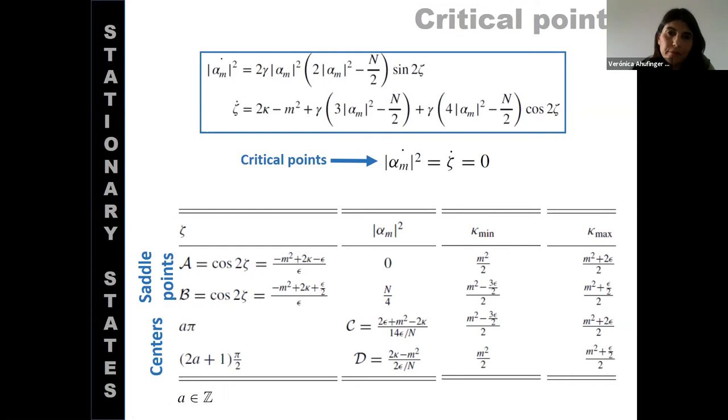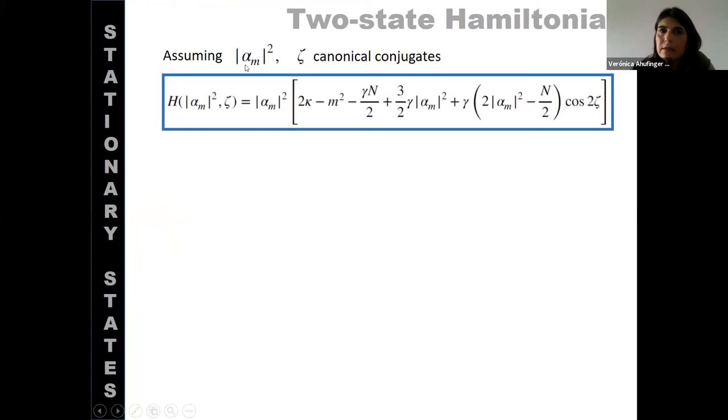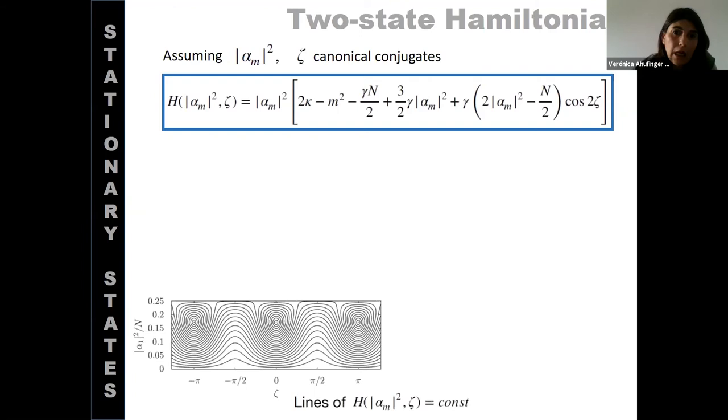What we do now is we assume that these two variables that we have introduced, the modulus square of the probability amplitude of the excitation mode and the phase difference between the excitation mode and the stationary state, are canonical conjugate variables. Therefore, we can write down a classical Hamiltonian. And what we can do is plot the lines of constant H. And here you have an example.